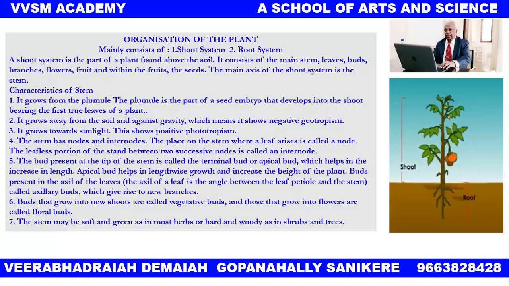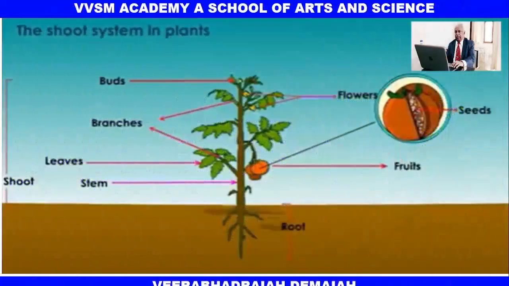Buds are present in the axil of the leaves. Well, the stem may be soft and green, as in most herbs, or hard and woody, as in shrubs and trees. This is the shoot system in the plant. It consists mainly of the stem, leaves, branches of the plant, and buds of the plant, then flowers, then the fruits, and further it consists of seeds.